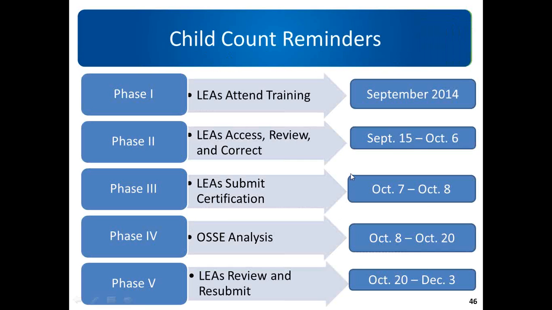Child count. The deadline has passed. October 8th was the deadline. OSSE is in the midst of reviewing what you have submitted. They're looking for all the anomalies, and they're going to send that list of anomalies back to you on October 20th. So that's next week. Once you get those back next week, you're going to look them over, make any changes, and respond back to OSSE by December 3rd, no later than December 3rd. Of course, you're welcome to respond earlier than that, but that is the final day.